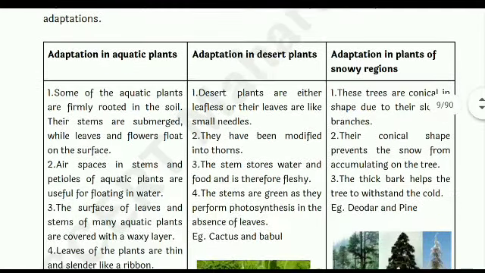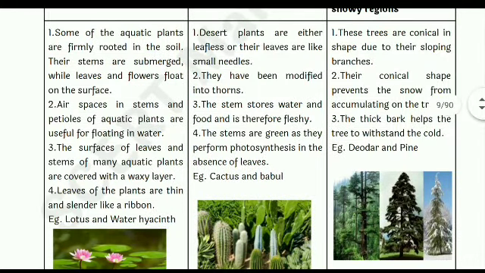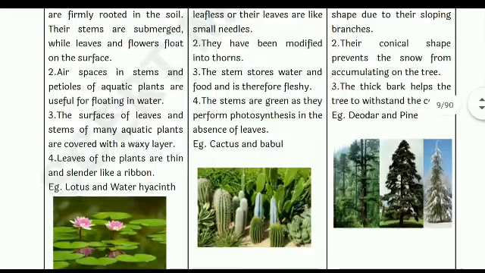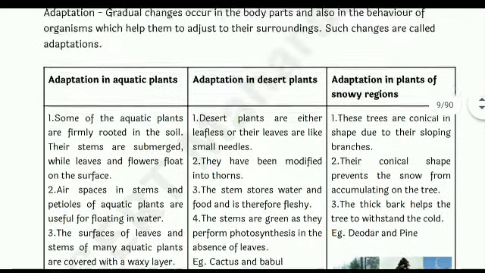First, adaptation in aquatic plants. Some aquatic plants are firmly rooted in the soil. Their stem is submerged while leaves and flowers float on the surface. Air spaces in the stems and petioles of aquatic plants are useful for floating on water. The surface of leaves and stems of many aquatic plants is covered with a waxy layer. Leaves of the plants are thin and long like a ribbon. Lotus and water hyacinth are examples of aquatic plants.